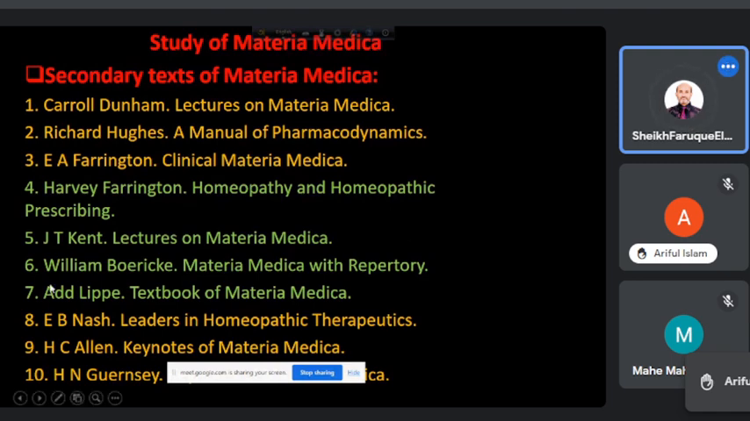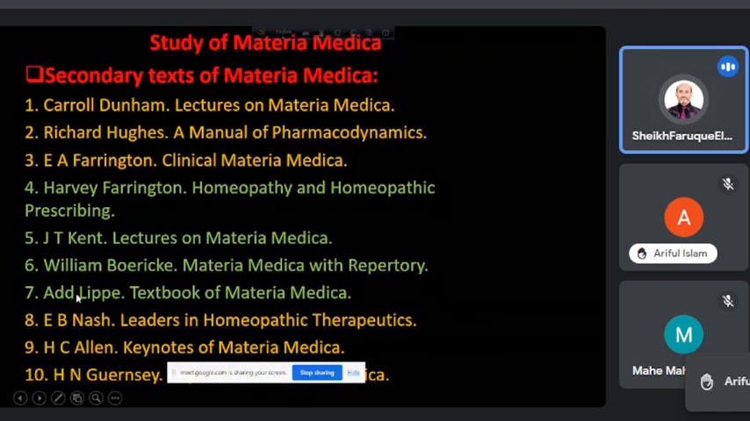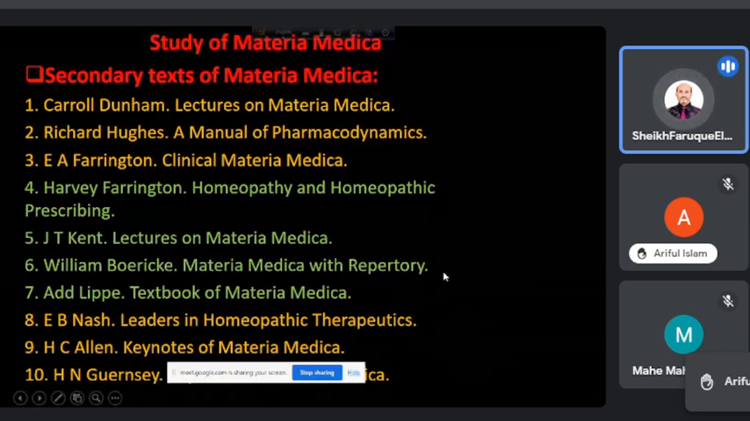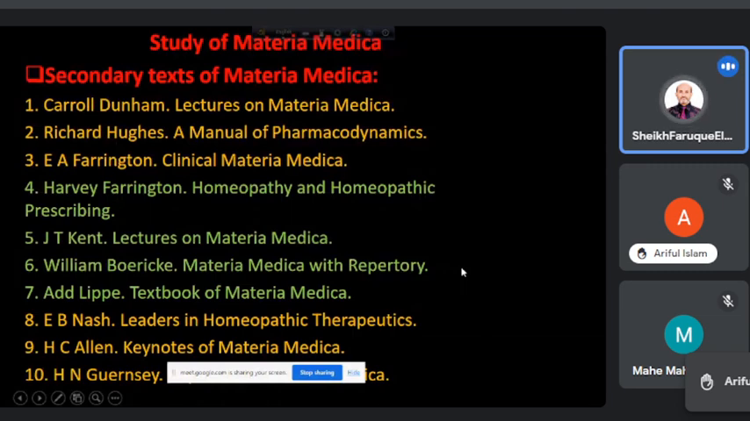Then there is Dr. Adolph Lippe. Adolph Lippe was a very dear student of Dr. Constantine Hering. And he wrote this book, Textbook of Materia Medica. His name is Lippe. The pronunciation should be Lippi, not Lippe.